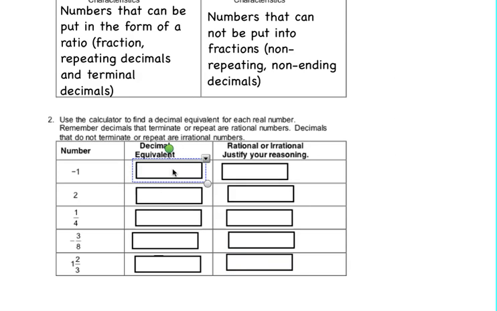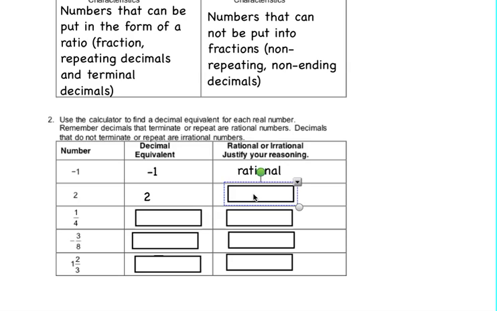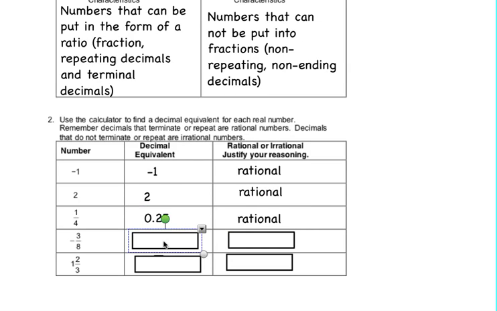-1. Well, if we use a calculator, -1 as a decimal is just -1. Since it is an integer, it is rational. 2 is a whole number, or even more specific, a natural number, and so it is also a rational number. 1/4 is 0.25. That is a terminated decimal, and so it also is rational. -3/8 is -0.375, or 375 thousandths. Since it terminates, it is also a rational number.